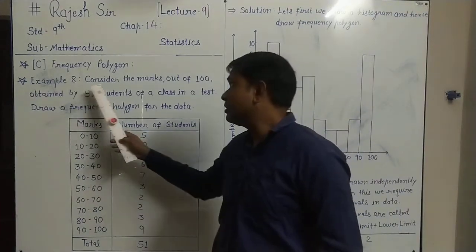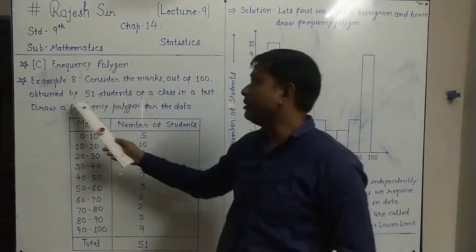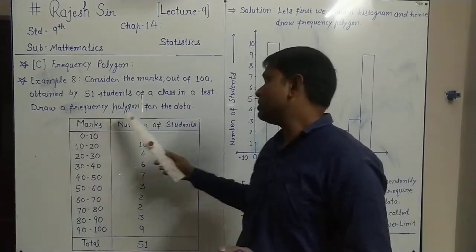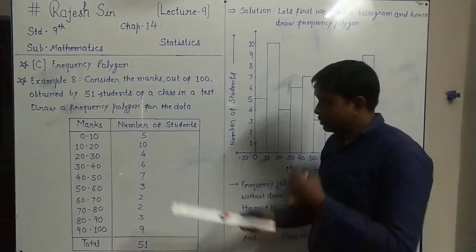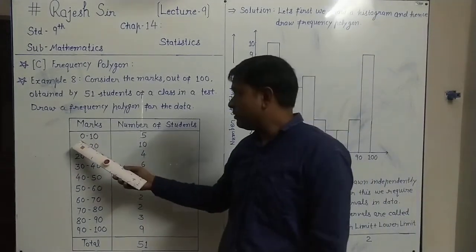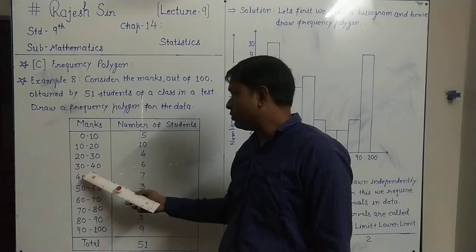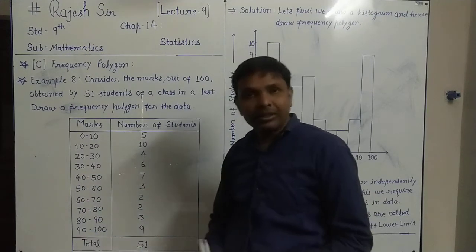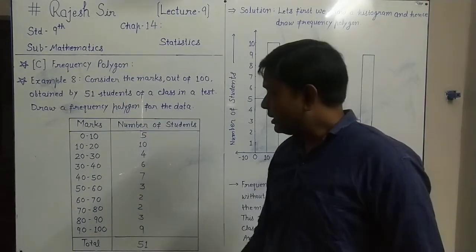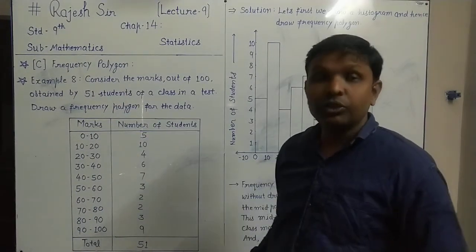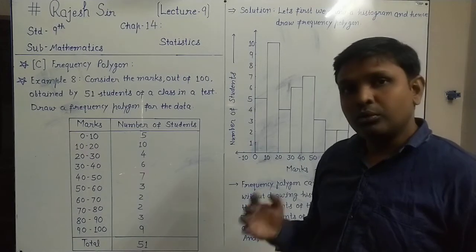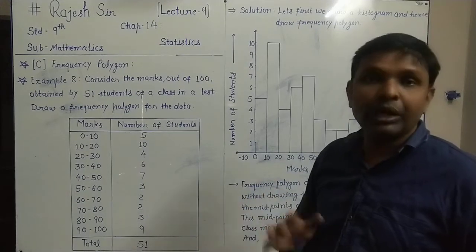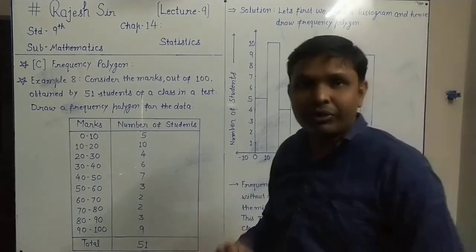Example number 8: consider the marks out of 100 obtained by 51 students of a class in a test. Draw a frequency polygon for the data. This is the data given. Marks are given 0 to 10, 10 to 20, 20 to 30, 30 to 40, 40 to 50, 50 to 60, 60 to 70, 70 to 80, 80 to 90, 90 to 100. You can see very clearly that the class width is uniform everywhere, so we can make its histogram very easily without changing the proportionate frequency.